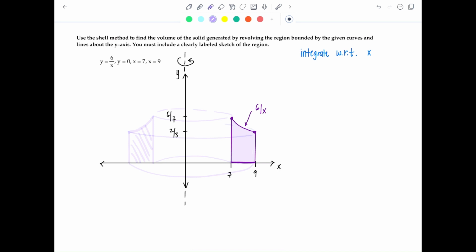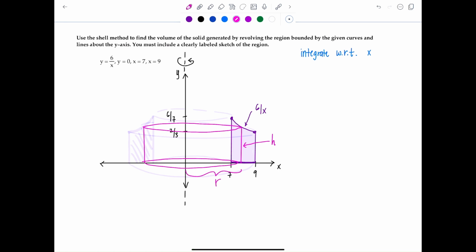Okay, so now let's draw a typical shell. If you spun around a vertical line, draw a baby vertical line segment in the original region. Here it is, baby vertical line segment. Reflect it. That's the height of your cylindrical shell. Now connect it, make a cylinder. Very nice. Wow, we're getting so good. Here's the height. Here is the radius.